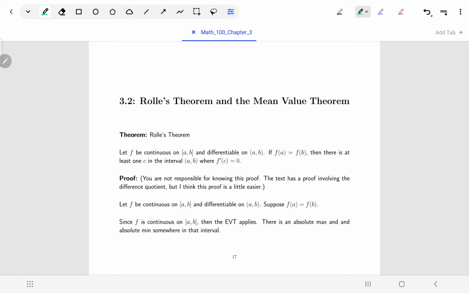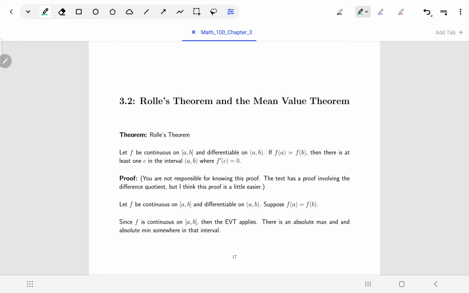So we've got a function that's a nice function, continuous from a to b, including the endpoints, differentiable over that open interval, and we've also got the y values the same at the ends of that interval from a to b. Rolle's theorem tells us then there's guaranteed we're going to have at least one value inside that interval where the derivative is going to be equal to 0.